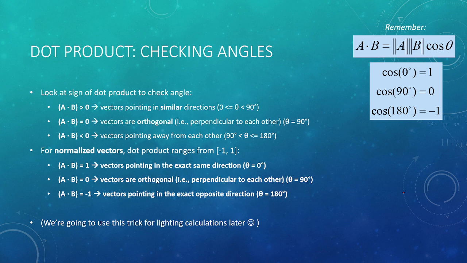Based upon the angles we can define which direction it will be: greater than 0, similar directions; equal to 0, orthogonal; less than 0, it may be up to 180 degrees. For normalized vectors, based upon the range -1 to 1, a dot b equal to 1, theta equal to 0; a dot b equal to 0, the vectors are orthogonal, that is perpendicular to each other, theta equal to 90 degrees; a dot b equal to -1, the vectors are pointing in the exact opposite direction, theta equal to 180 degrees. So likewise we have defined different ways of checking the angles from the dot products.